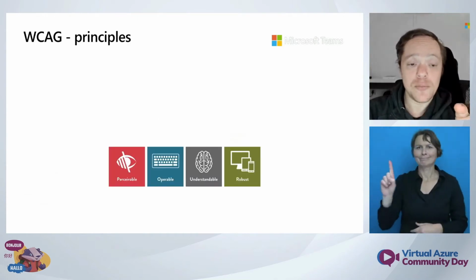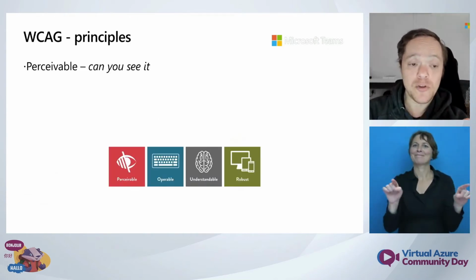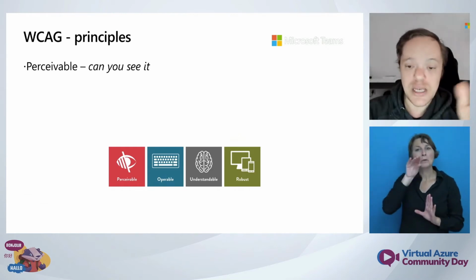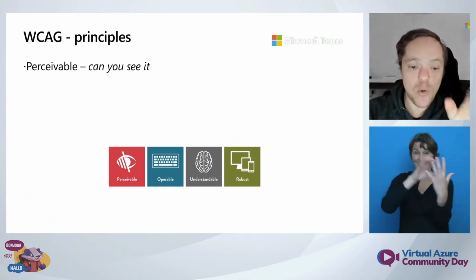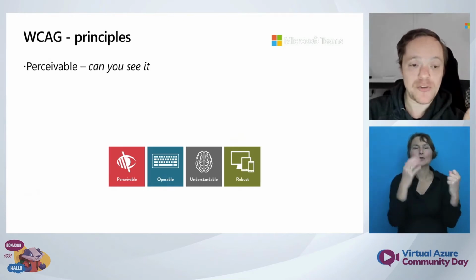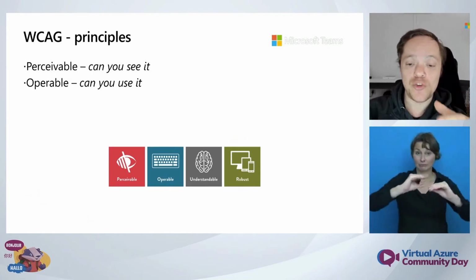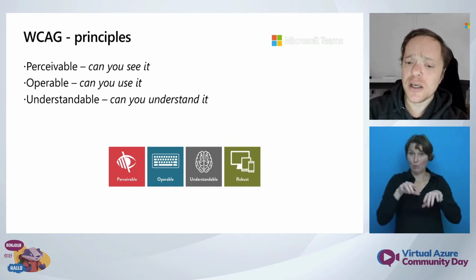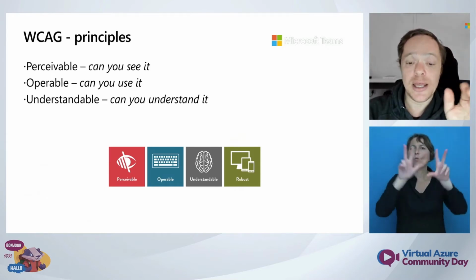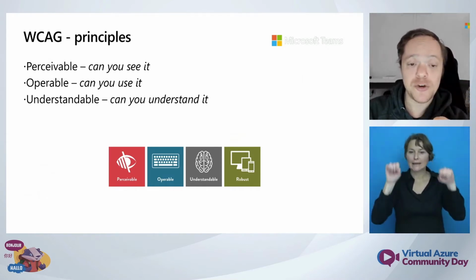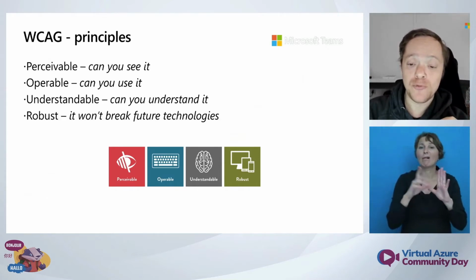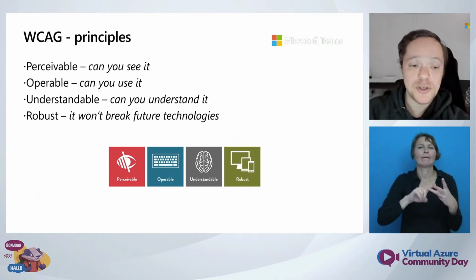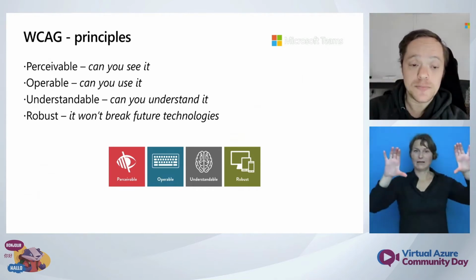We also have principles. Perceivable, can you see it? So perceivable is being able to create the correct text or lighting or color or the size of the captions. Operable, can you use it, to be able to use a keyboard to navigate your website? Understandable, can you understand it? And it also involves ADHD, autism spectrum. Robust, it won't break future technologies. Taking your website or your app and making it go from landscape to portrait shouldn't actually break it.